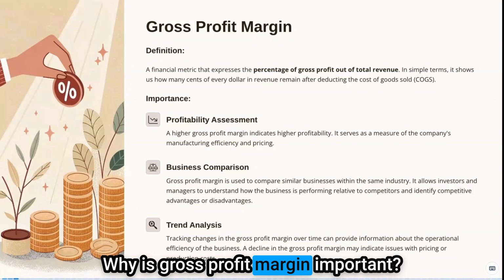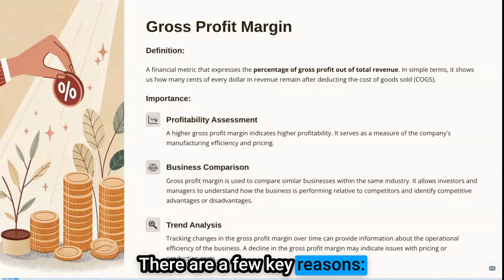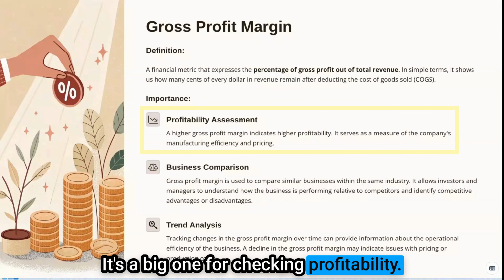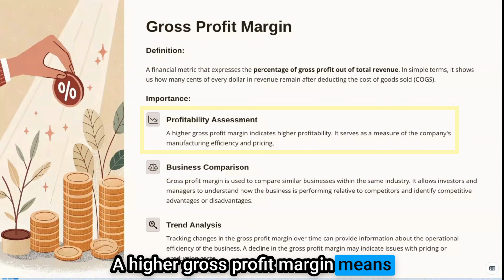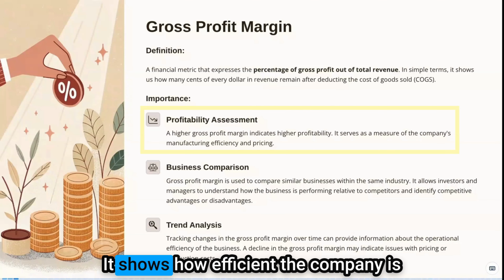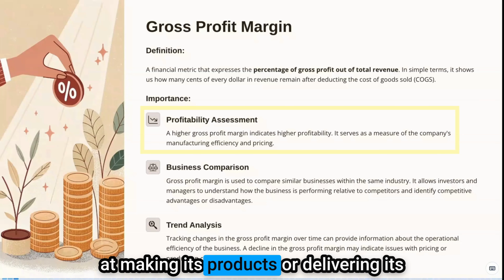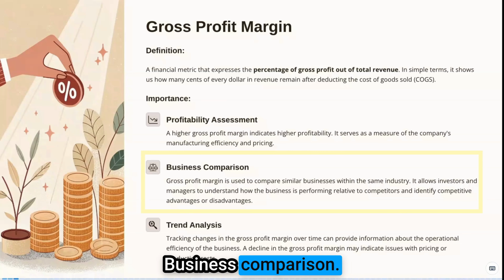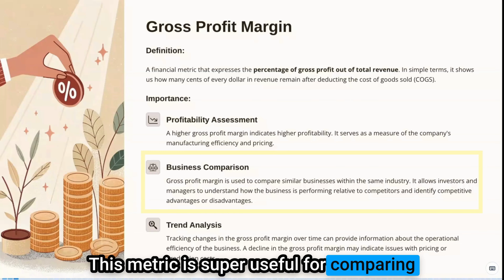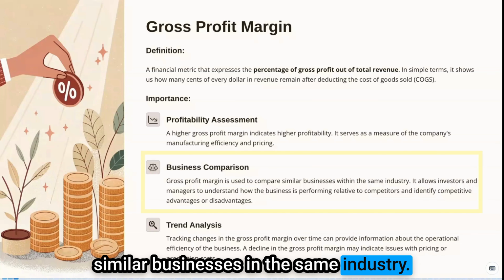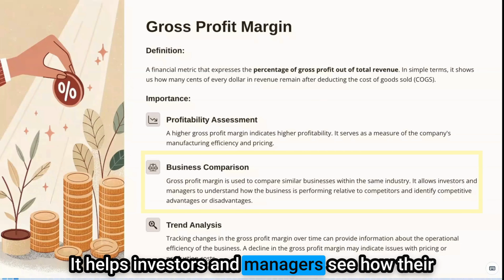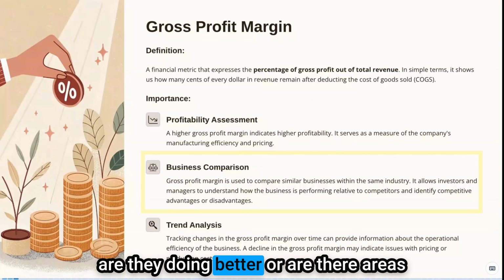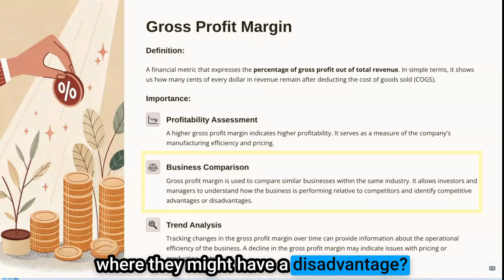Why is gross profit margin important? There are a few key reasons. Profitability assessment. It's a big one for checking profitability. A higher gross profit margin means the company is more profitable. It shows how efficient the company is at making its products or delivering its services and how well it's pricing them. Business comparison. This metric is super useful for comparing similar businesses in the same industry.